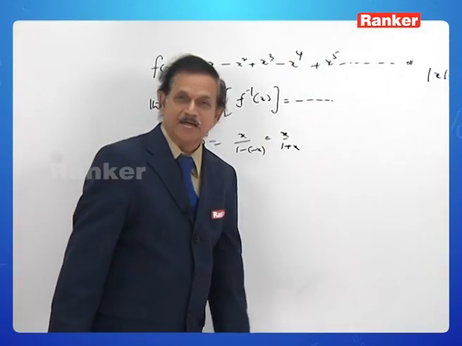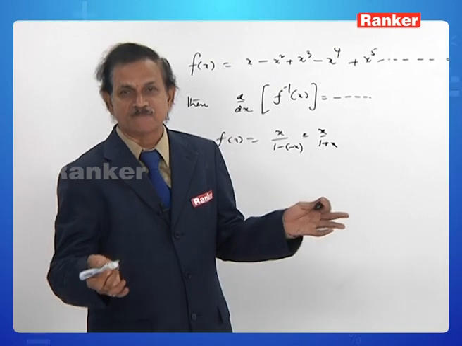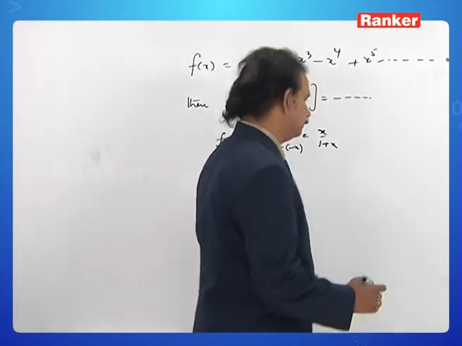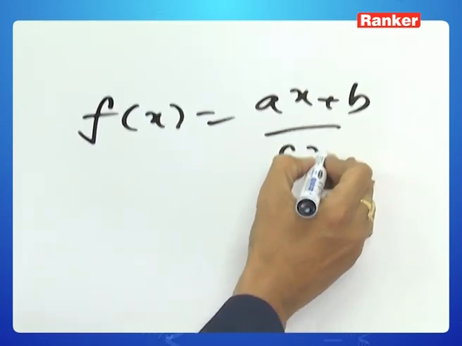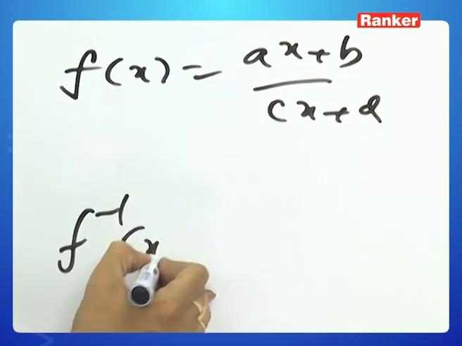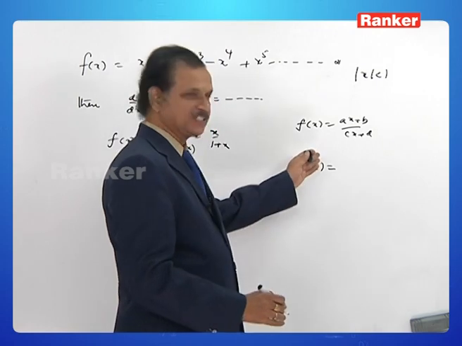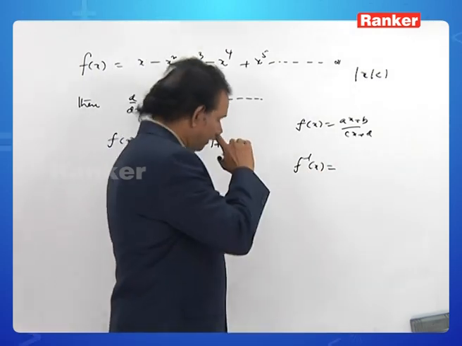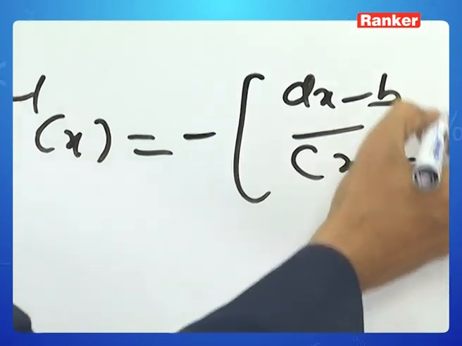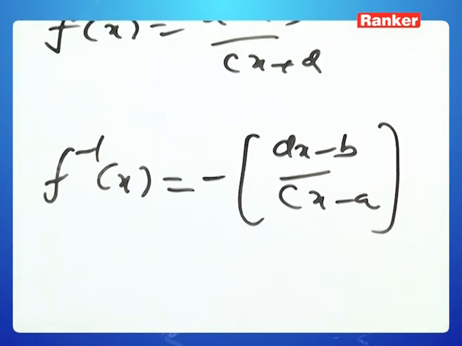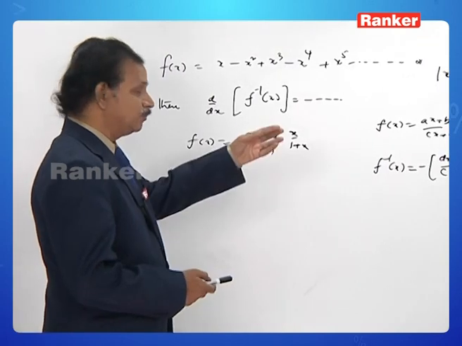Well, my dear, at this juncture, you must know the style of getting f inverse of x directly. What is that style? Look here. If f of x is equal to (ax plus b) by (cx plus d), then f inverse of x is, of course, this formula is valid. This structure is valid only when the expressions involved exist. f inverse of x is equal to minus of (dx minus b) by (cx minus a), with x not equal to minus d by c and x not equal to a by c. You recall that formula.